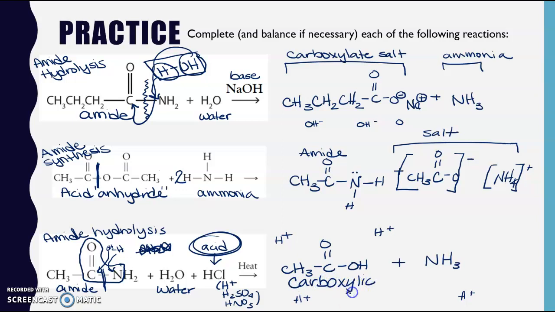I make a carboxylic acid. So in an acid environment, my acid is in its normal neutral form.